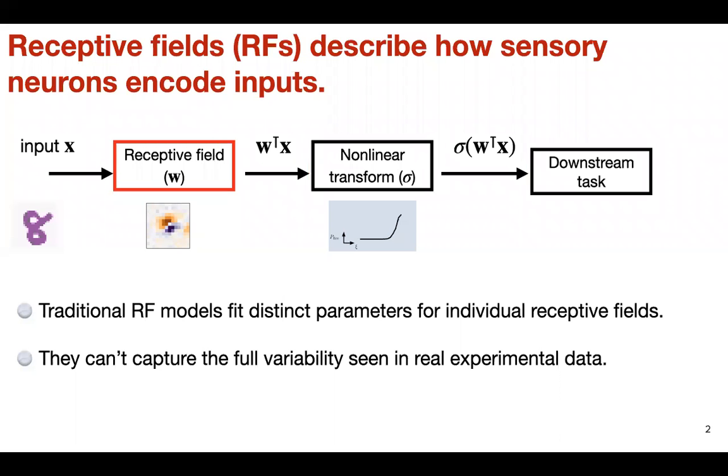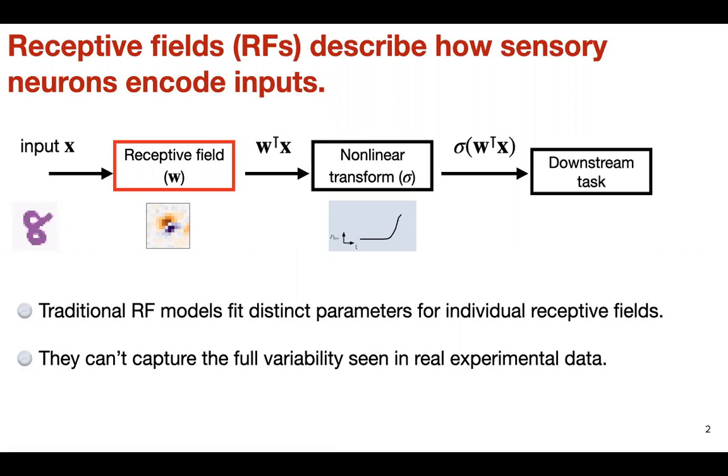Receptive fields are a classical way in which we describe how sensory neurons encode inputs. Oftentimes, we think of sensory neurons as a linear nonlinear machine. Given an input X, every neuron has its own receptive field, a linear filter W. It applies it to the input as W transpose X. Then it applies a nonlinear transform sigma on that result, and that is the neuron's input representation that is used for some downstream tasks. We get receptive fields of neurons from experimental recordings, and we build models of them.